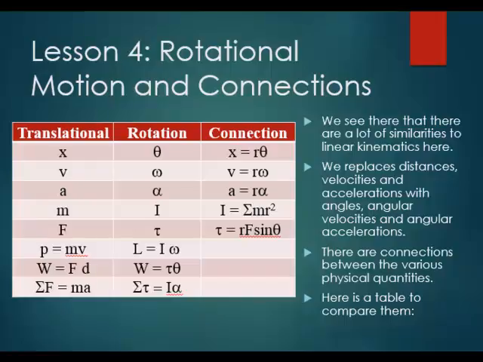Work can be done also. Again, you replace the translational with a rotational. Work is tau times theta, and even there's a Newton's second law, which is F equals ma. Instead, we have tau equals I alpha. Also, all of our kinematic equations work. Again, you substitute thetas for x, omegas for v, and alphas for a's.